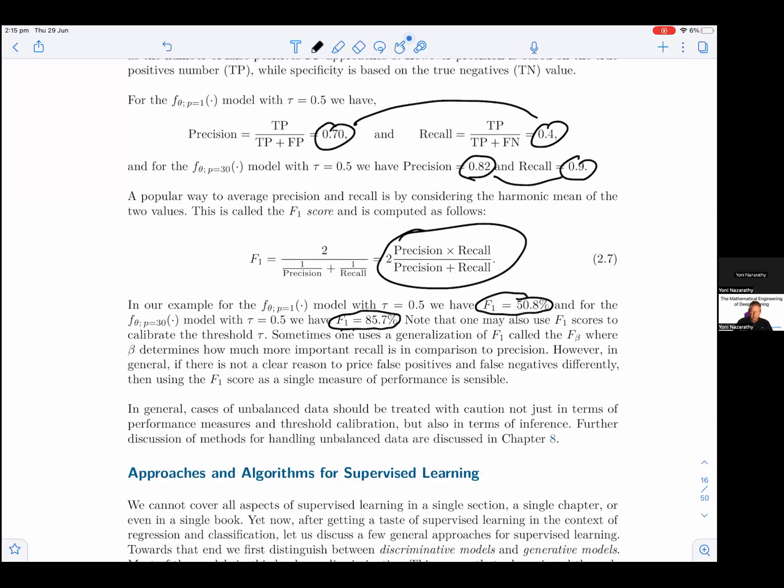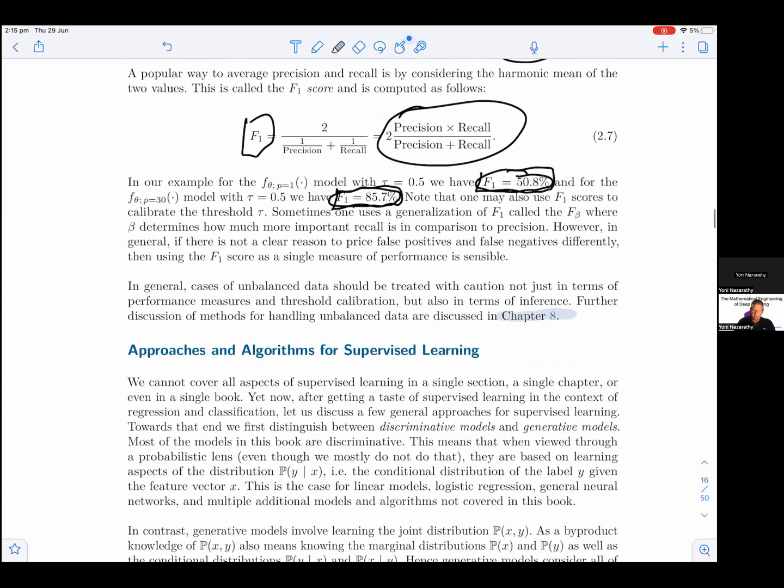The bottom line is use F1 and not accuracy, and we see that F1 for the 30 feature model is almost 86% versus about 51% for the F1 for the one feature case. In general, cases of unbalanced data should be treated with caution, not just in terms of performance measures and threshold calibration, but also in terms of inference. Further discussion of methods for unbalanced data are discussed in the sequel.